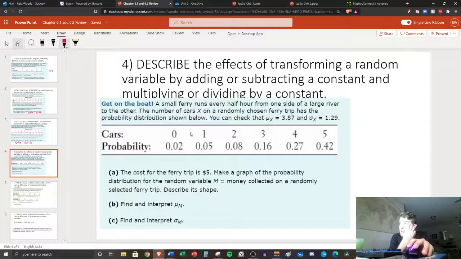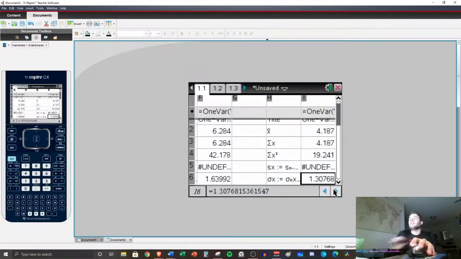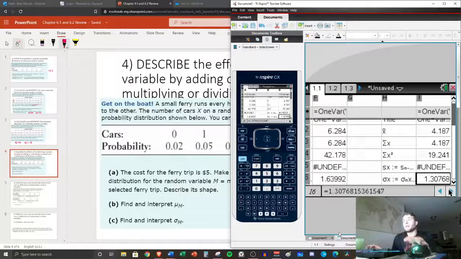Okay, so let's look at this. It says describe the effects. A small ferry runs every half hour from one side of a large river to the other. The number of cars X on a randomly chosen ferry has the probability distribution shown below. The mean and the standard deviation are given to us right here. Okay, so it says the cost for the ferry trip is $5. Make a graph of the probability distribution for the random variable M equals money collected. So let's talk about how we could graph this if we wanted to.